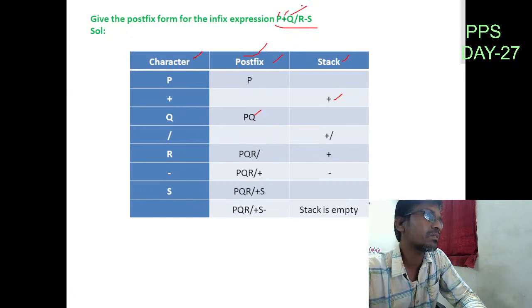Otherwise, what you have to do is place one more character into the prefix. So after that I'm going to pop the division operator. Then I got PQR by.